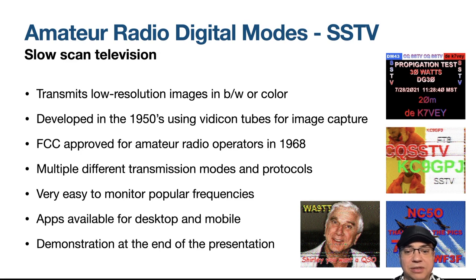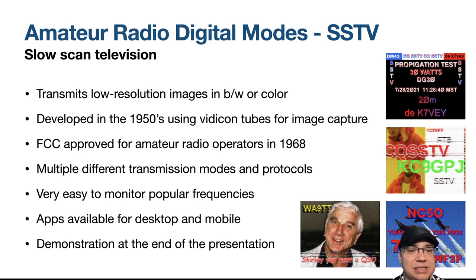This was developed in the 1950s, and if you think back to the 1950s, people didn't have computers in their home, so how would you digitize video or television and transmit it over the radio? And they used these things called Vidicon tubes to basically take an analog signal and make a video signal and then transmit it over the radio. This was eventually officially approved by the FCC for amateur use in 1968.